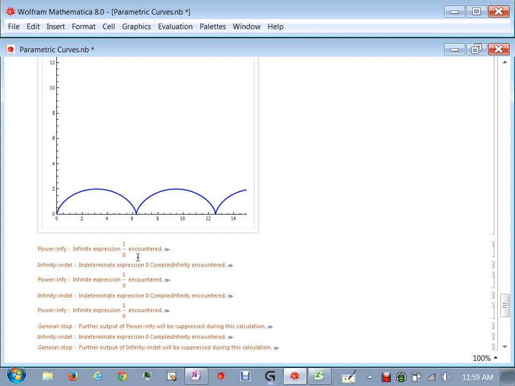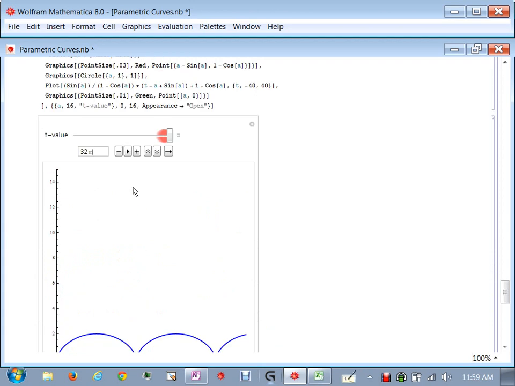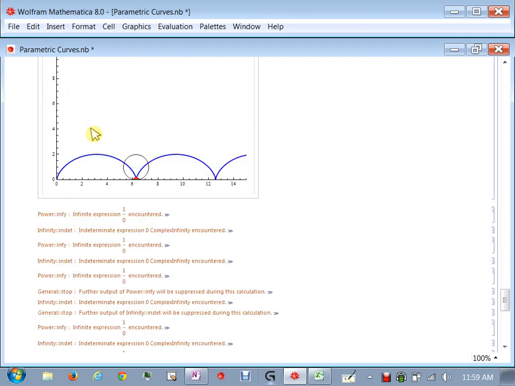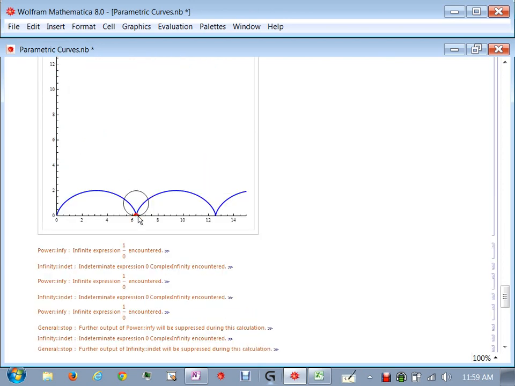Infinite expression 1 over 0 encountered. Mathematica doesn't know what to do. Oh, I put 32 pi, but let me see if... still going to have an infinite, but do you see where I am?